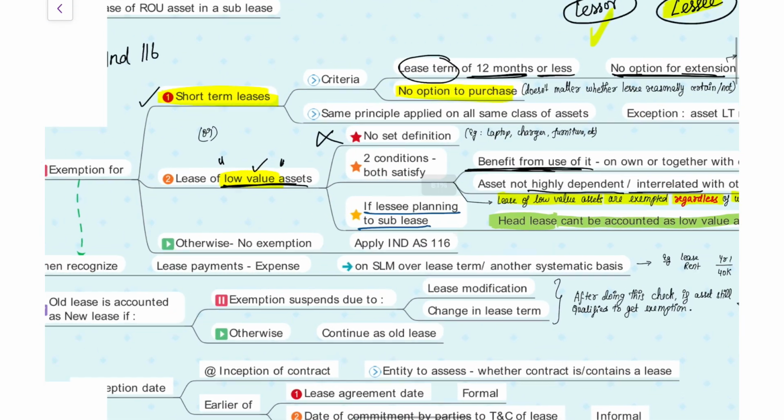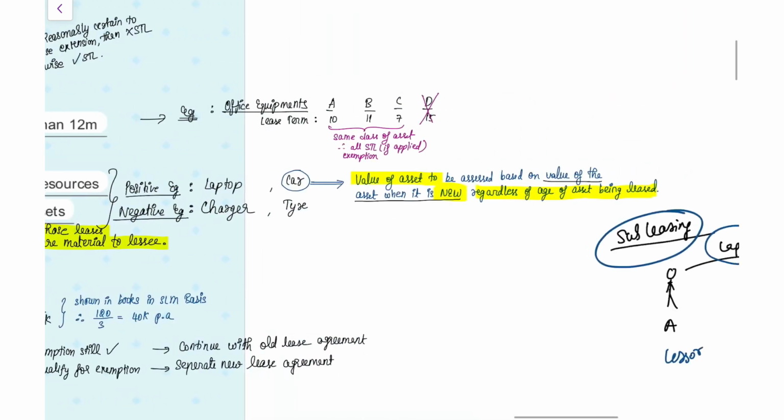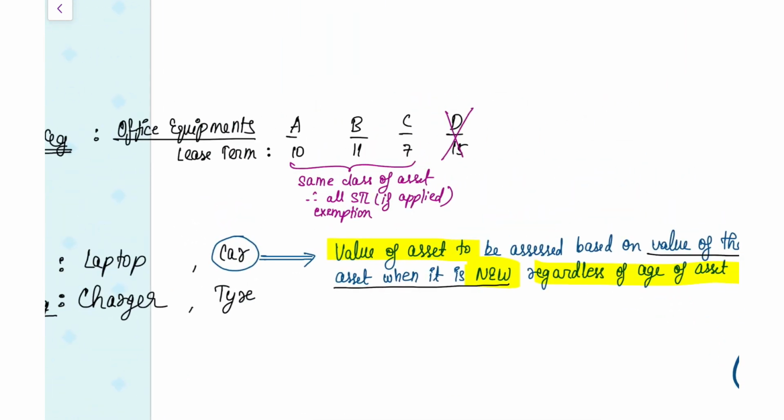One thing that I forgot to say in terms of short term leases is this. Let's take an example to understand better. Suppose there are 4 office equipments, A, B, C and D. The lease term of office equipment A is 10 months, B is 11 months, C is 7 months and D is 15 months.